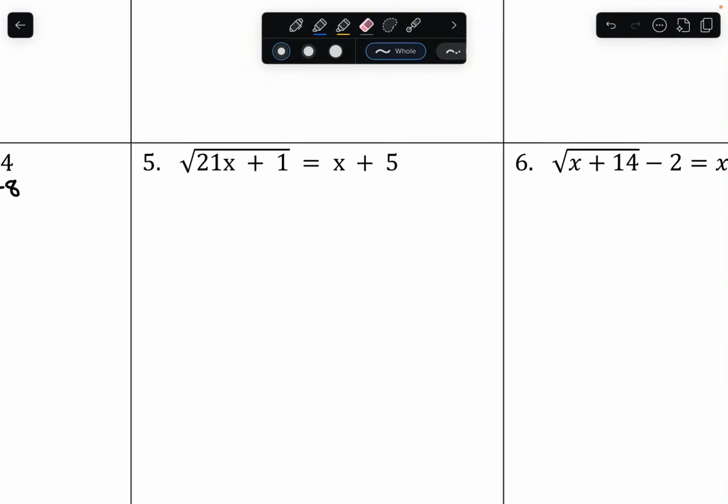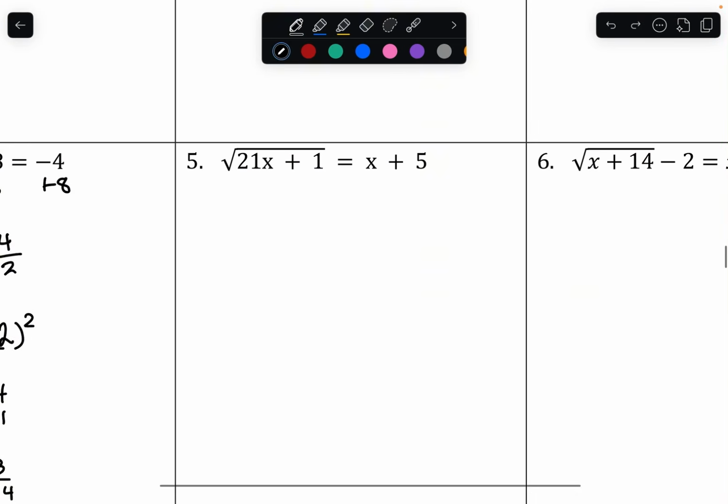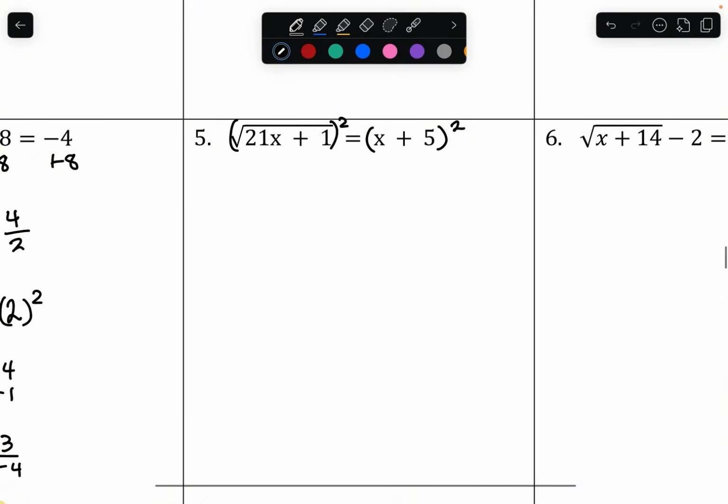All right, on this next example, we have a square root expression equal to a linear expression, meaning we have variables on both sides. This is where you really have to check for extraneous solutions. Step 1, we still have to isolate the radical. It's already isolated, so we are ready to square both sides. When I square the left side, the square root and the square cancel, leaving me with just 21x plus 1. But on the right side, I have this binomial squared.